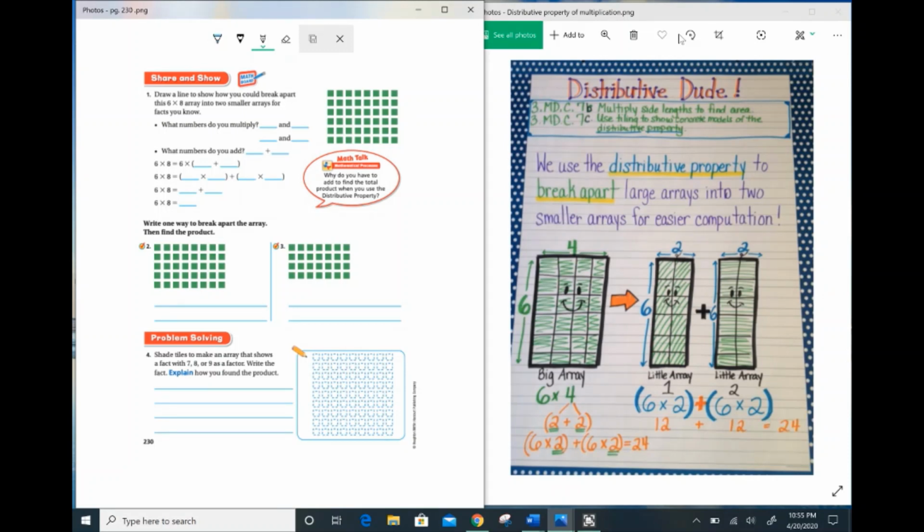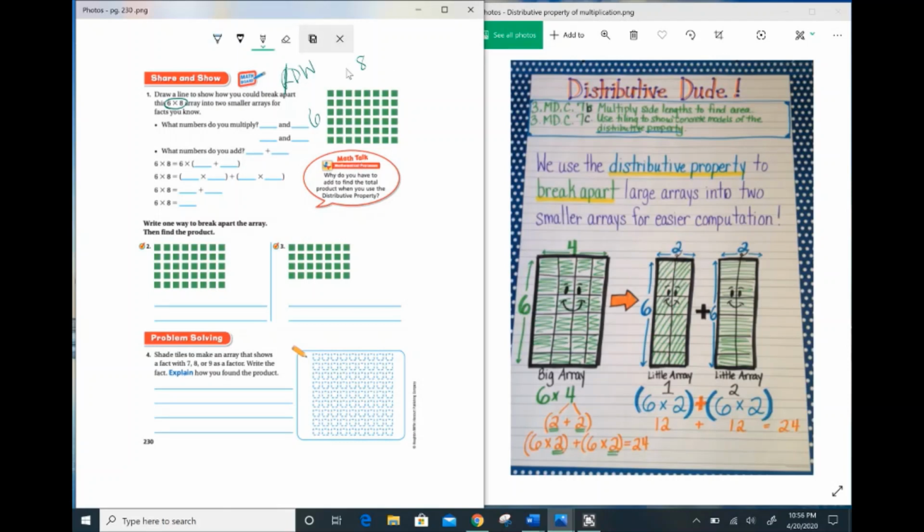So, share and show. Remember, we read, draw, and write. It says, draw a line to show how you can break apart this 6 times 8 array into 2 smaller arrays for facts you know. So what numbers do you multiply? We know that we are going to multiply 6 times 8. That's our number, and this is our array right here. So we have 6 rows and 8 columns.